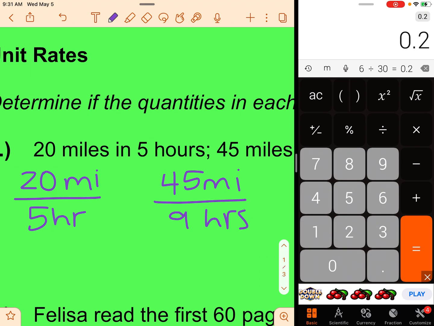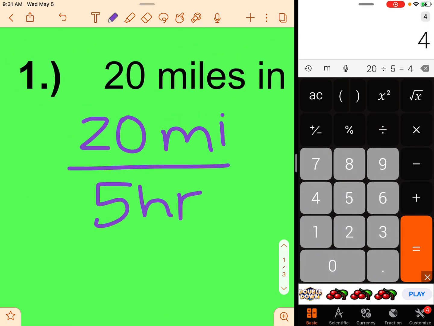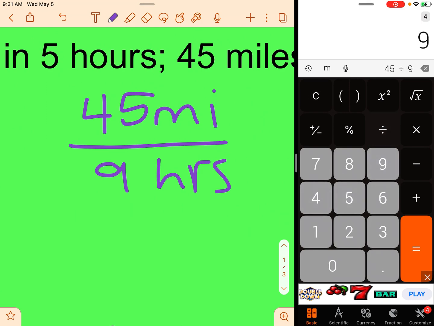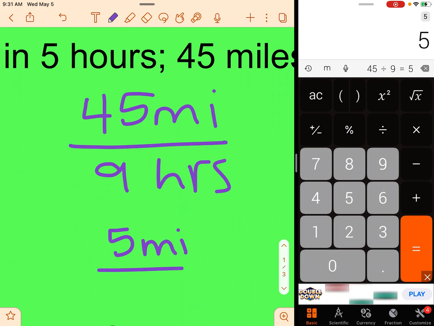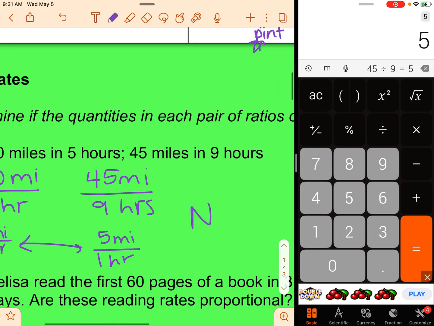Alright, so to figure out if these are equivalent, we could do two different things. We could find the unit rate, where we take 20 divided by 5, which is 4 miles per 1 hour. And then over here, 45 divided by 9 is also 5 miles per 1 hour. So we have 4 miles per hour and 5 miles per hour. Are those the same? No, they're not. So you would say, no, they are not proportional. Okay, so that's one way that we could do this to figure out if they are proportional.